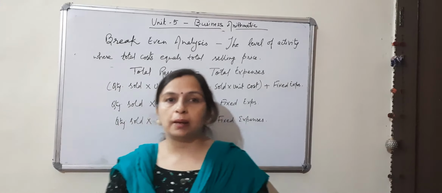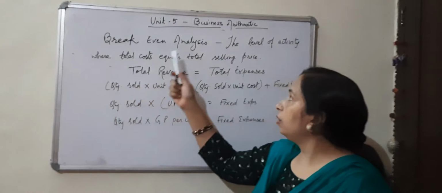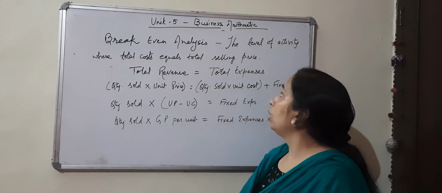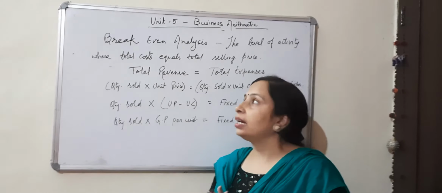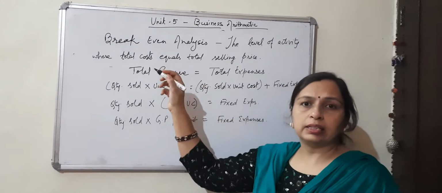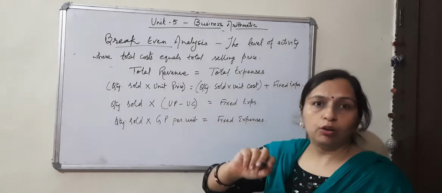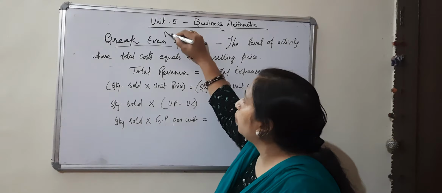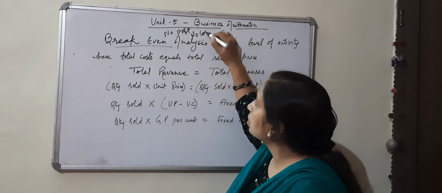So the next concept in this is break-even analysis. Break-even means the level of activity where total cost equals total selling price. We have already done this in class 11. This break-even means a point of no profit, no loss. It is a point of no profit, no loss.